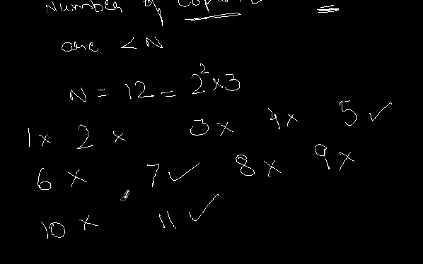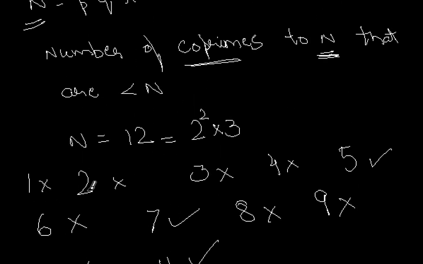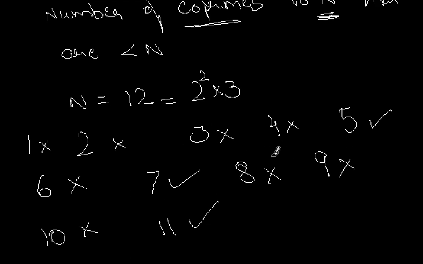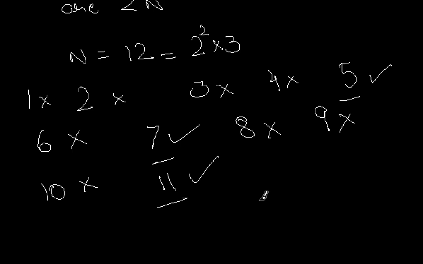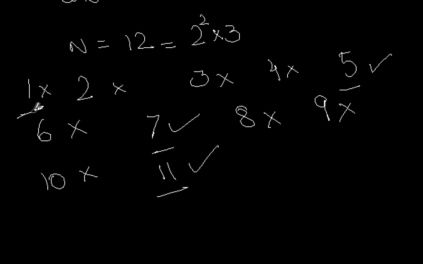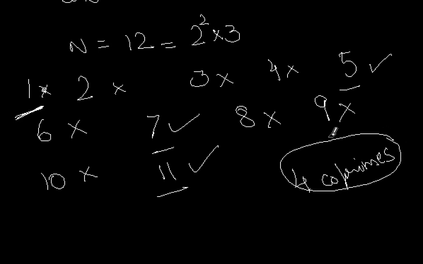So the total number of co-primes here is 5, 7 and 11. If we consider 1 also, which is neither a prime nor a composite number, but consider it to be co-prime with 12, then we will have 4 co-primes. This is how we count it manually.